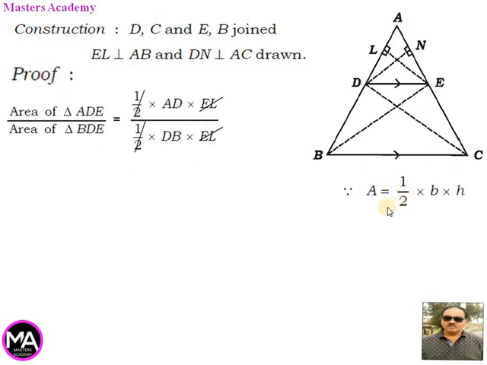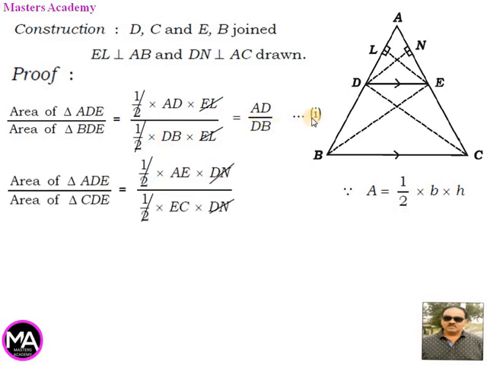Proof: area of a triangle is nothing but half into base into height. Area of triangle ADE divided by area of triangle BDE is equal to half into base AD into height EL, divided by half into base DB into height EL. Half gets cancelled, EL gets cancelled, that is equal to AD by DB. Call this equation 1.